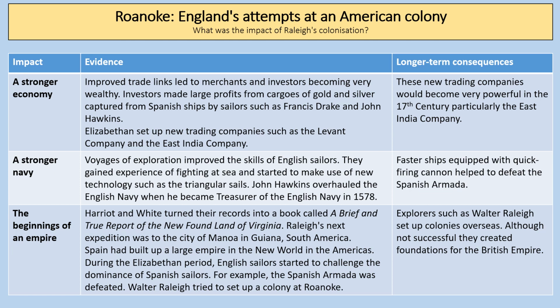Harriot and White turned their records into a book called A Brief and True Report of the New Found Land of Virginia. Raleigh's next expedition had been to the city of Manoa in Guyana, South America. Spain had built up a large empire in the New World and the Americas, and during the Elizabethan period, the English sailors had started to challenge the dominance of Spanish sailors. For example, the Spanish Armada was defeated, and Walter Raleigh had tried to set up the colony at Roanoke. So explorers such as Walter Raleigh set up colonies overseas. Although they were not successful, they created foundations for the British Empire.